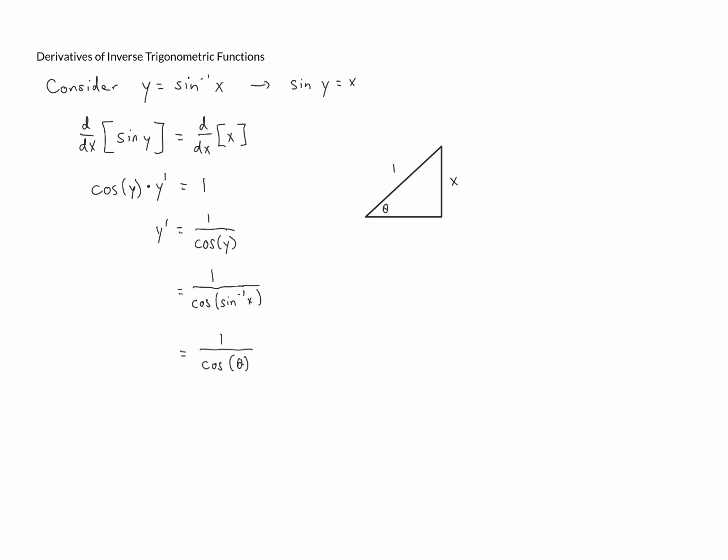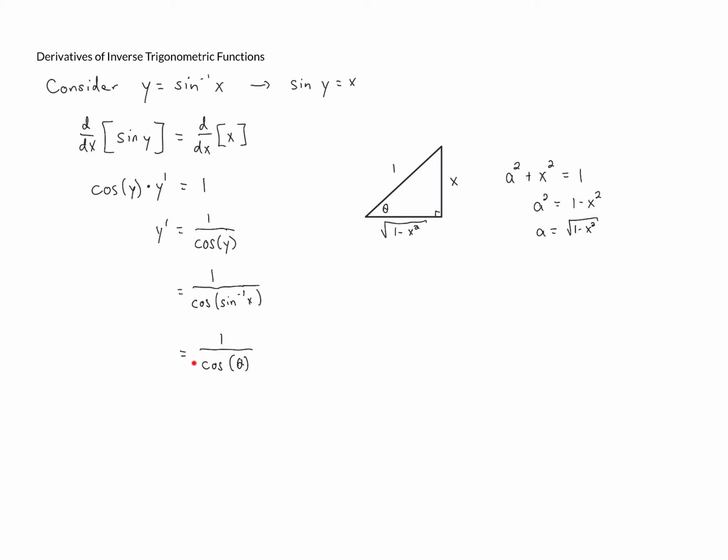Cosine of theta is adjacent over hypotenuse. So we need to know the length of that adjacent side. We know the Pythagorean theorem is going to give us that here. This is a right triangle. I forgot to mark it. The Pythagorean theorem says that the adjacent side squared plus x squared equals 1. If we subtract x squared from both sides, that tells us a squared is 1 minus x squared. And if we take the square root of both sides, that gives us a is the square root of 1 minus x squared. So we can write that here.